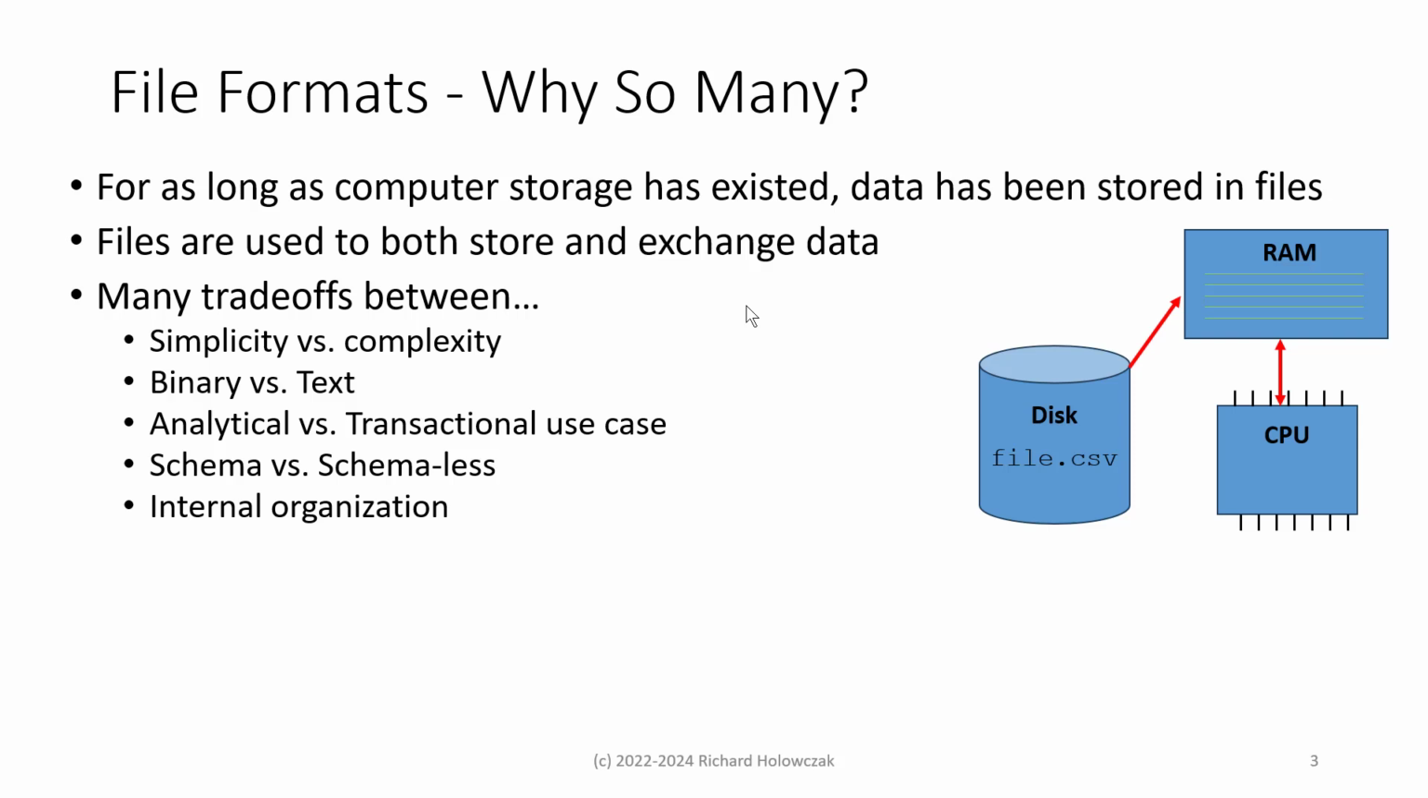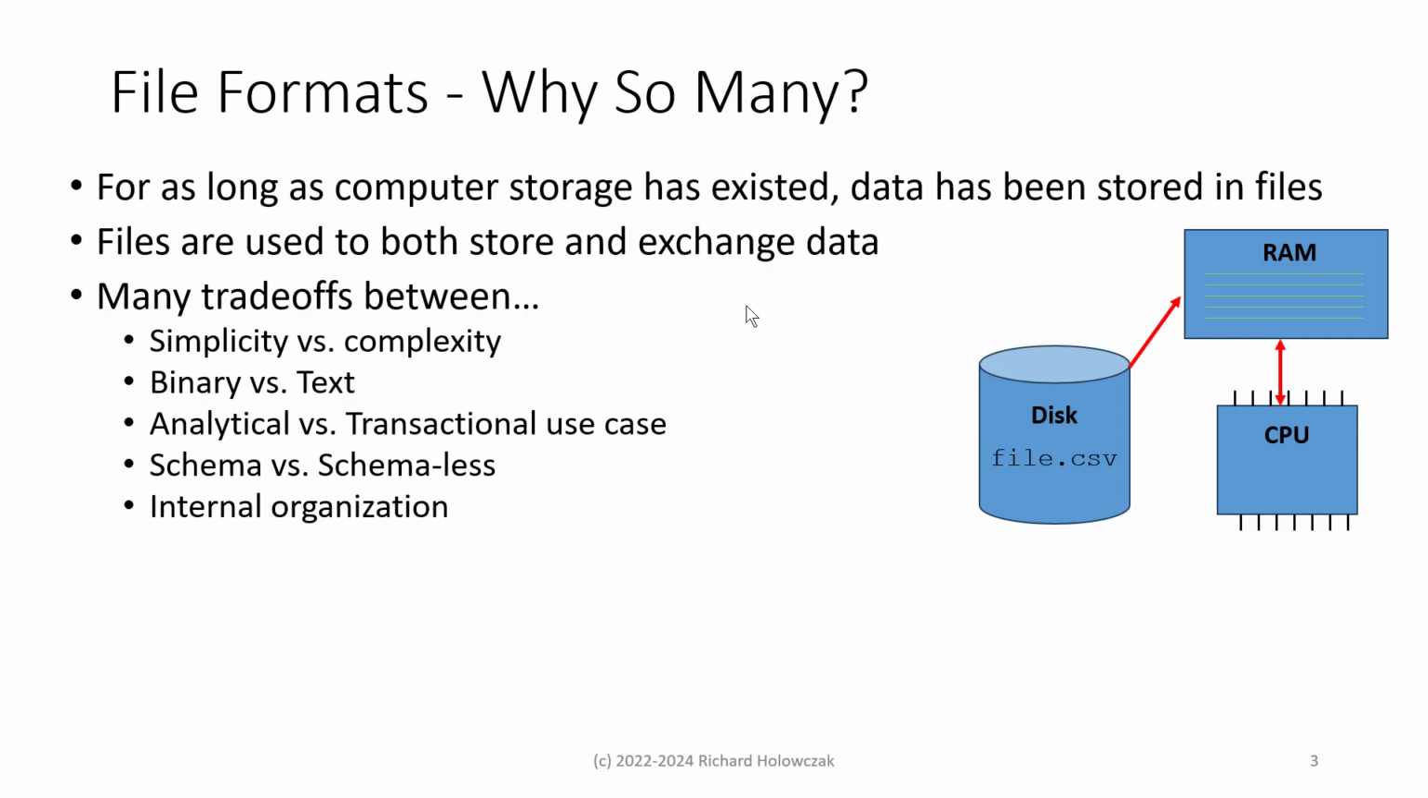There are going to be many trade-offs. File formats can be simple and they can be very, very complex. The data themselves can be stored in a binary format versus a text format that humans can read. There can be a variety of use cases, such as an analytical use case where we're just analyzing data, or a transactional use case maybe where we're writing and updating the data. Our data can contain a schema, which I'm going to explain in a little bit, that defines the columns and how the data is organized, or the file could be schemaless, and just a sort of a blob of data that we have to interpret ourselves.